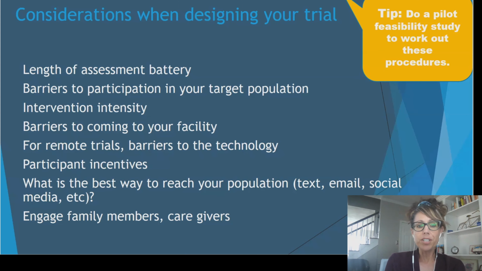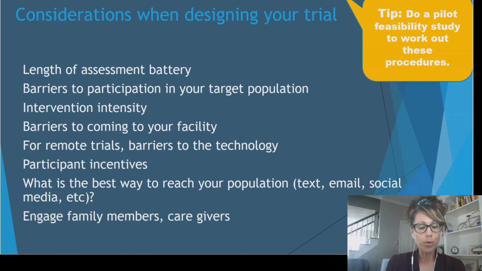The other thing to think about is, what is the best way to reach your population? Text, email, social media. We'll talk about different ways that you can reach folks. Sometimes if you have multiple points of contact, it increases your likelihood of catching your participants when you need to. And we have really good luck, for example, catching people on direct message over Facebook and text message. And Joe will talk a little bit about that.